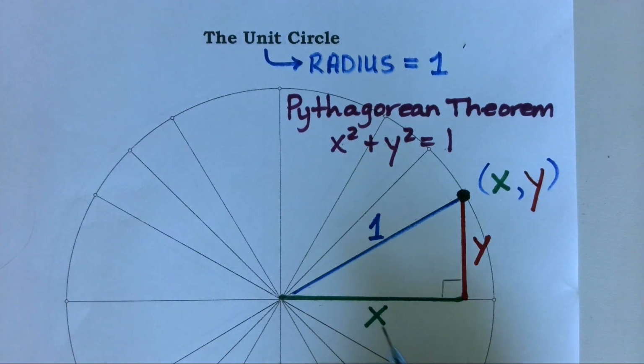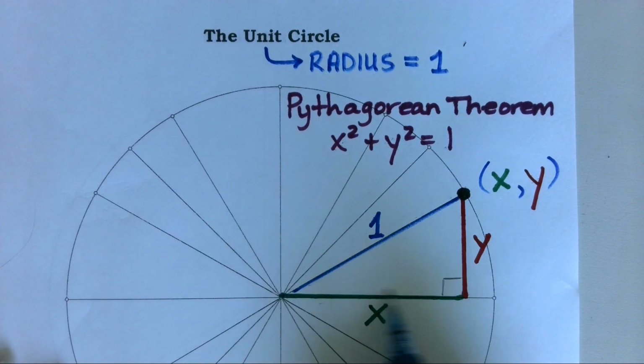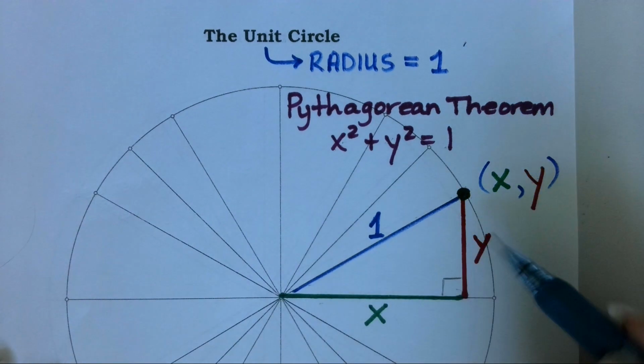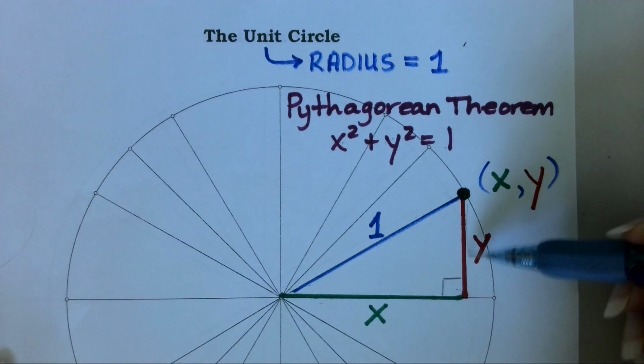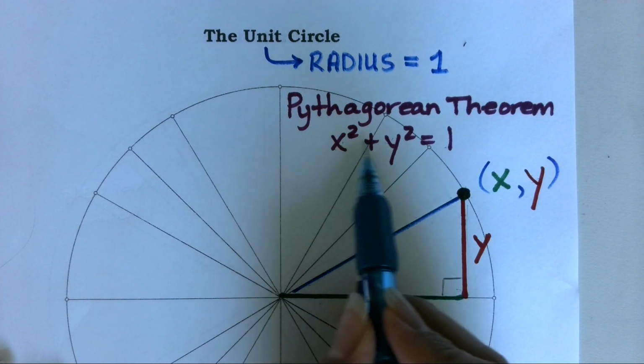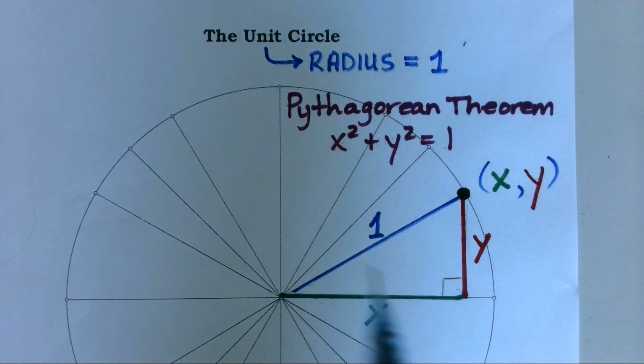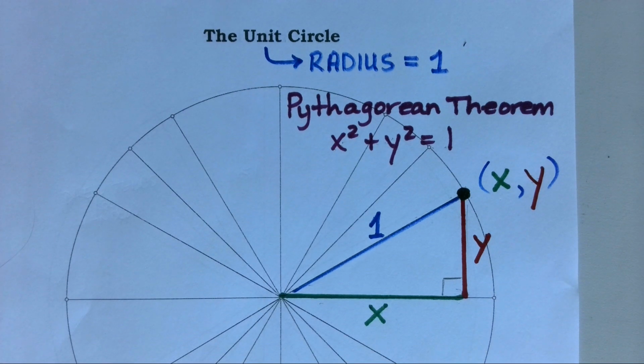So if I implemented the Pythagorean theorem, a squared plus b squared equals c squared, notice that your a value would be the x, the b value would be the y, and your c value would be the 1. So that's why you end up with x squared plus y squared equals 1. Okay? So how does this tie into what we're doing? My question to you is this.